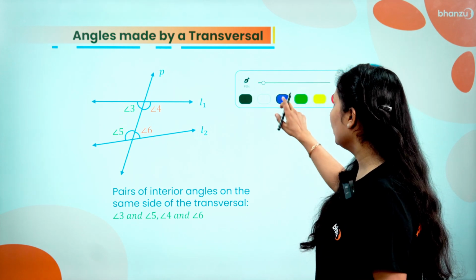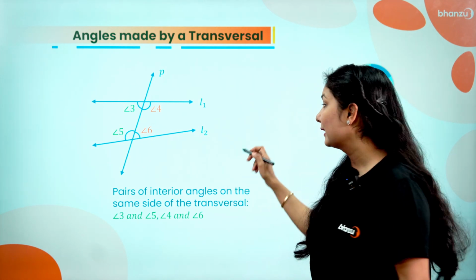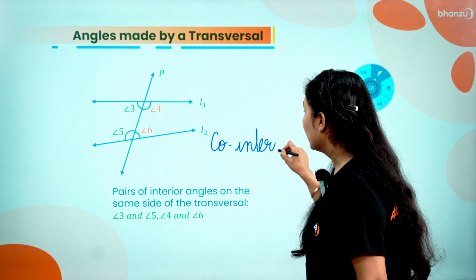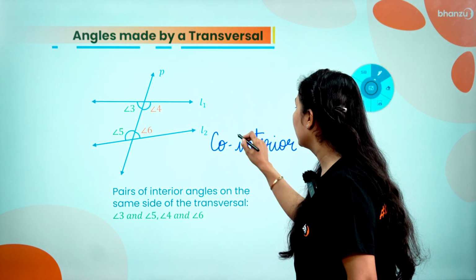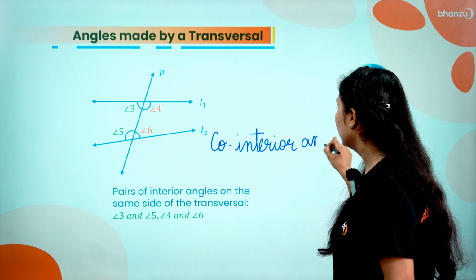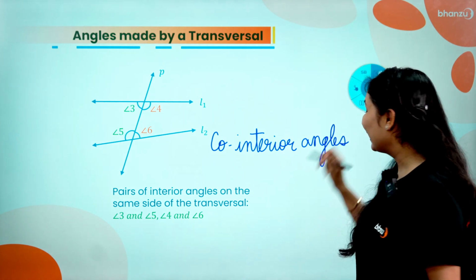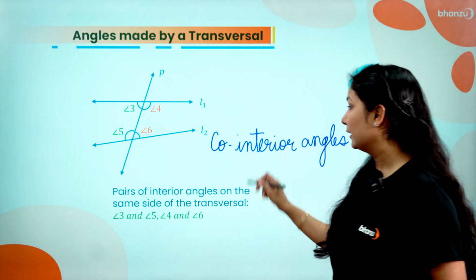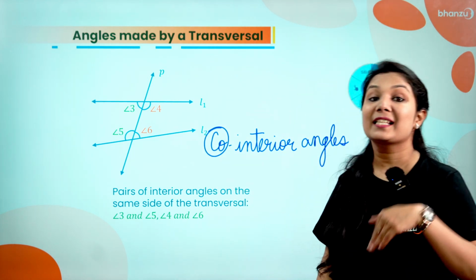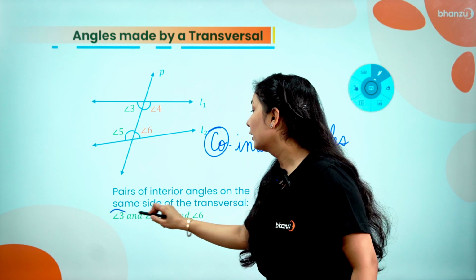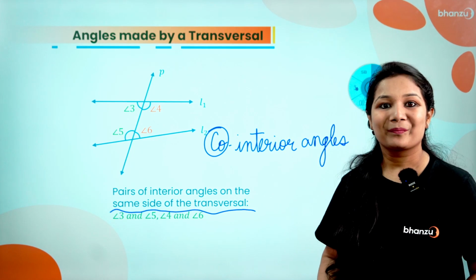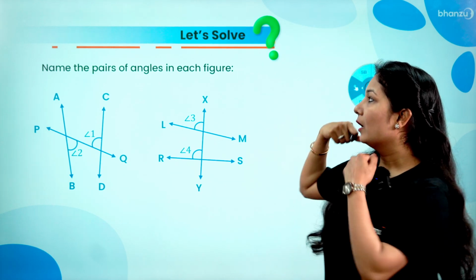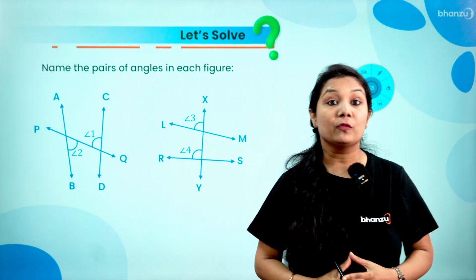What are such angles called? In some textbooks, you might see this term as co-interior angles. So, co means on the same side of the transversal. Remember, in corresponding angles, they were on the same side, but one was interior, one was exterior. So, the meaning of co is on the same side of the transversal.